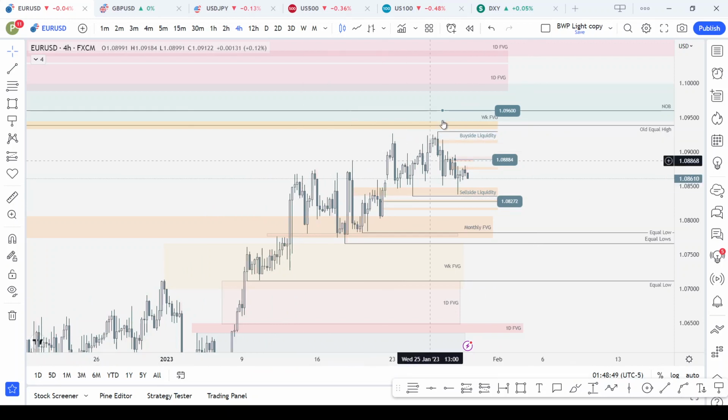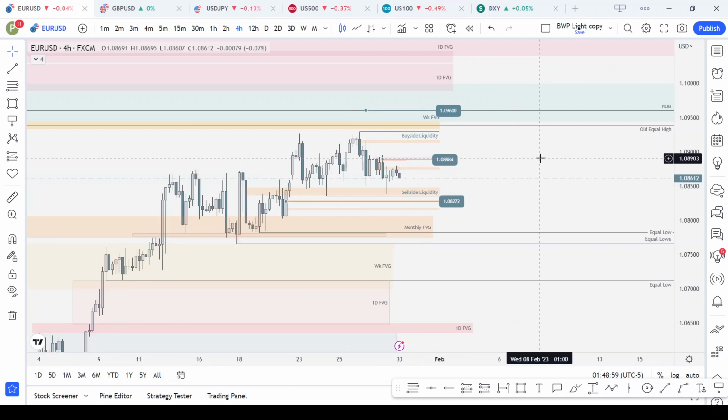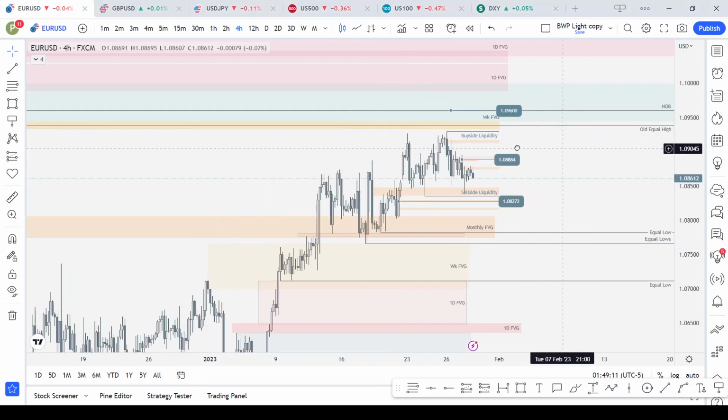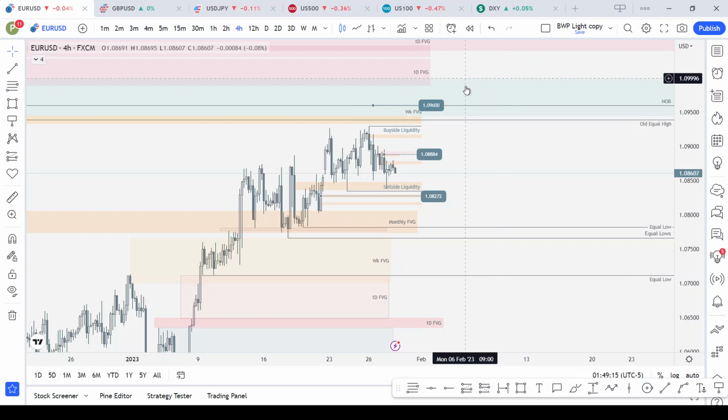Well, on the 4 hour, the market is still looking bullish. We have equal lows here, that's sell side liquidity, and we have buy side liquidity above. We still have the old equal high I mentioned, and we still have the breaker as well. So there is a confluence of multiple support and resistance levels, layered PDRs at this level. We have the breaker, we have the fair value gap, we have that equal high. It's very significant.